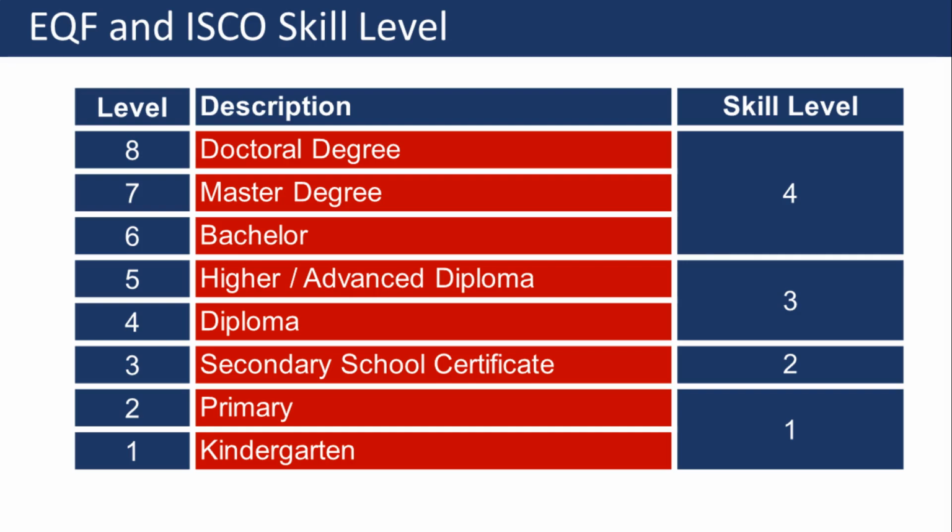ISCO skill levels can align with any national qualification framework. For example, the European Qualifications Framework. Qualification types can demonstrate how educational achievements correspond to occupational skill levels. Starting from the lowest levels, Level 1, Kindergarten, ISCO Skill Level 1. At this level, individuals are beginning to acquire basic skills in literacy, numeracy, and communication.